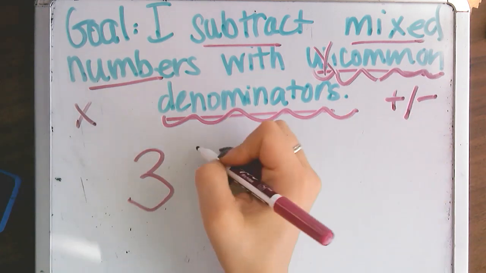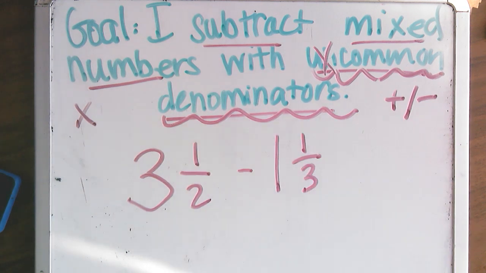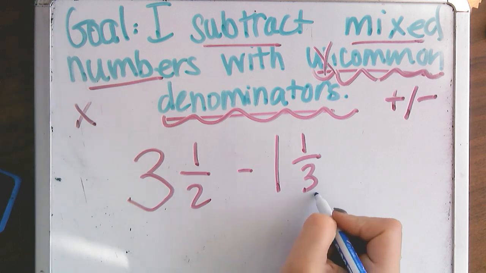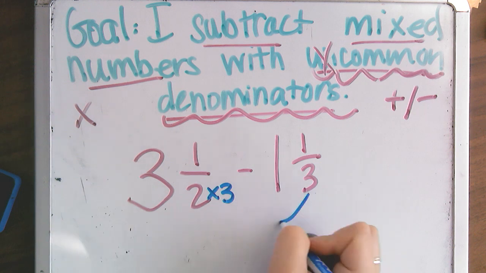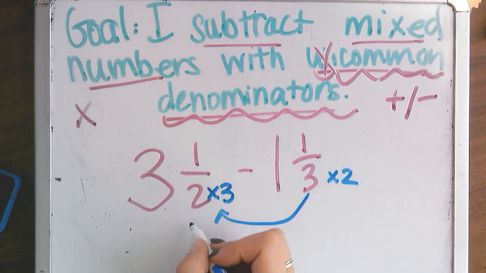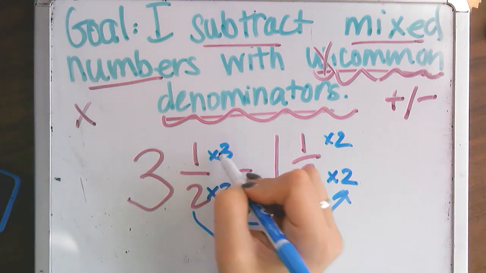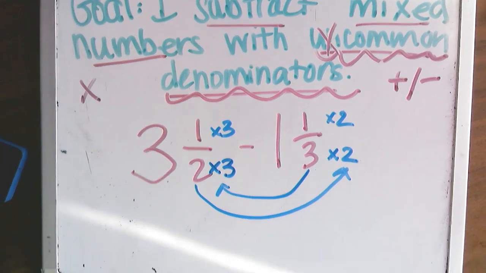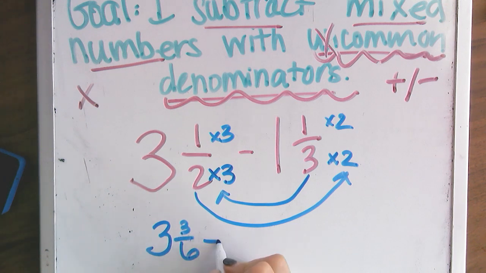So you might have a problem like 3 1/2 minus 1 1/3. So we have to create our common denominator because a half minus a third, that gets really tricky. So we multiply by the opposite denominator. So I'm going to multiply times 3 over here because that's this one. And then over here, I'm going to multiply times 2 because that's that one. And whatever you do to the bottom, you must also do to the top. So now I must recreate my numbers. So I have 3 3/6 minus 1 2/6.